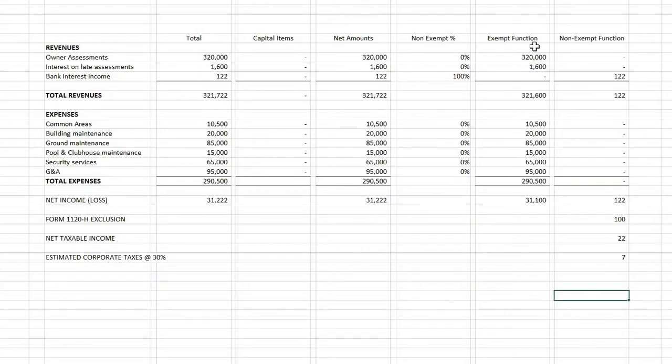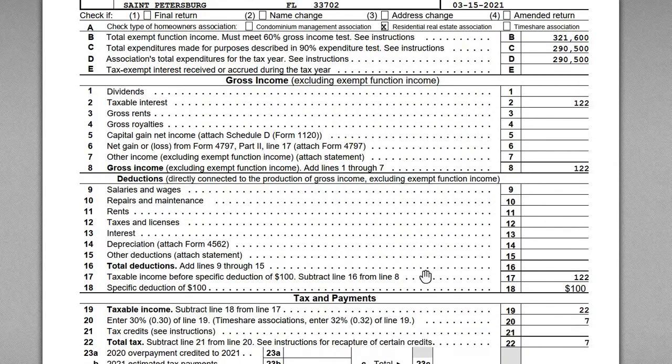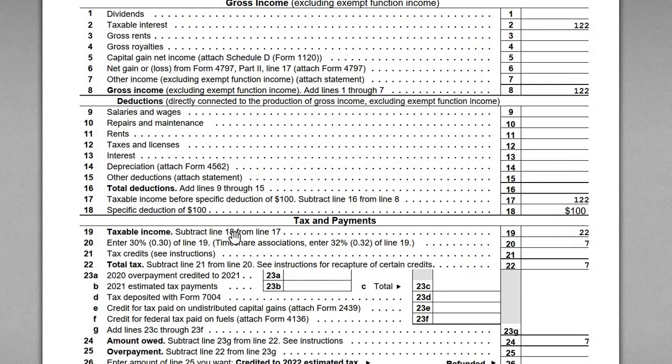So we have our breakout of exempt function, non-exempt function. Now, Form 1120H gets a $100 exclusion. You can see that here towards the bottom on line 18, specific deduction of $100. So when we compute our total taxable income, so gross income minus expenses, 122, then we get a $100 write-off and get to our ultimate taxable income here, $22.